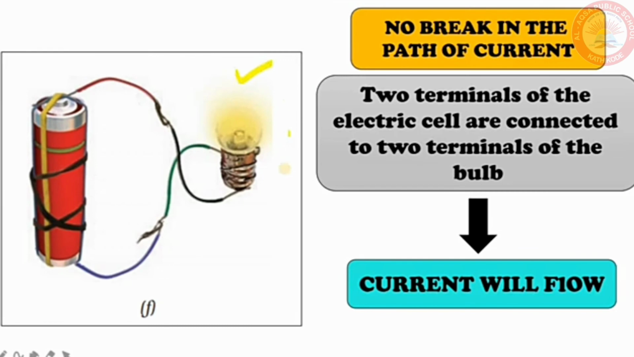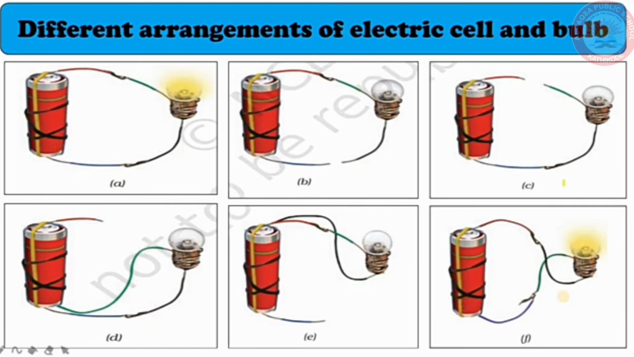And the last one, look at this picture carefully. No break in the path of current. The two terminals of the electric cell are connected to the two terminals of the bulb. So current will flow. So what will happen? The bulb will glow. So in these pictures we can see that only diagrams A and F are correct. Here only the bulb is glowing because only these two connections are correct.